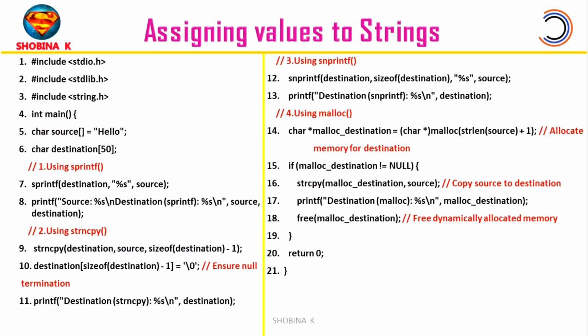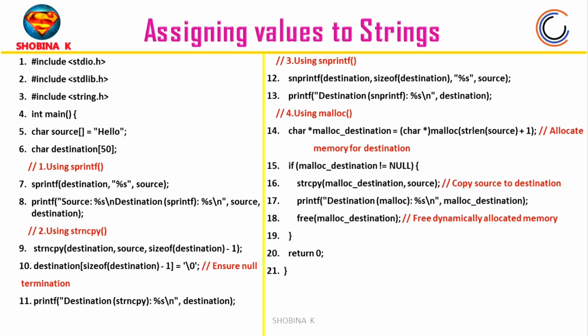Now let's see an example that demonstrates the 4 different methods of assigning values to a string. In this example, we use sprintf, strncpy, snprintf, and malloc. First, include the necessary header files: stdio.h for input-output operations, stdlib.h for memory allocation, string.h for string manipulation, and then the main function, which is the entry point of the program.